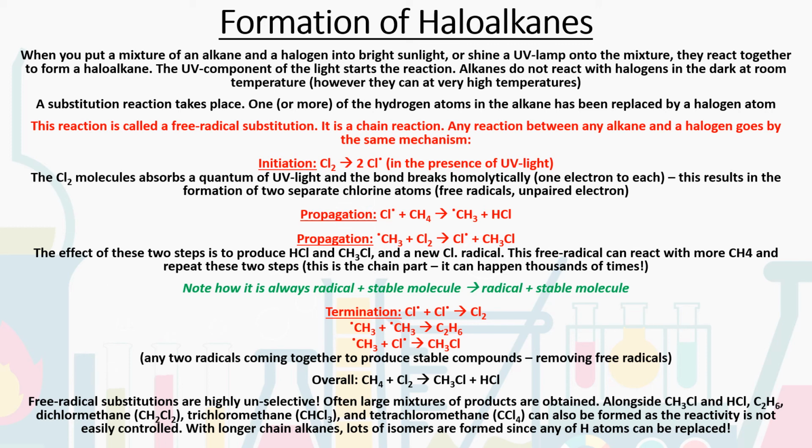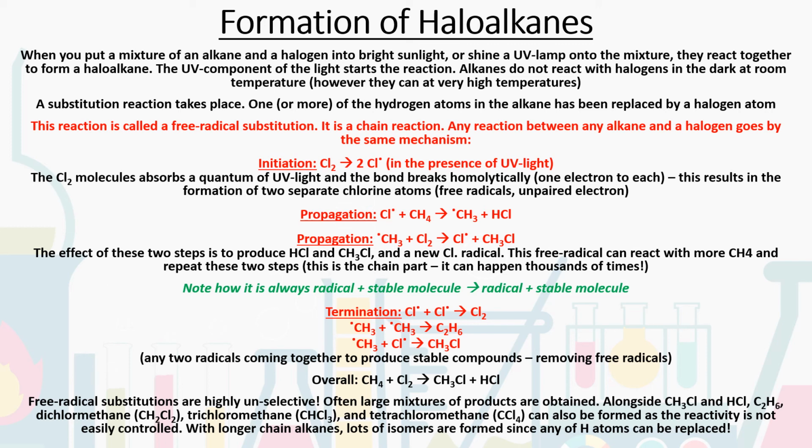Alongside, for the example we have here, alongside the chloromethane and the HCl, we have ethane being formed, C2H6. We could have dichloromethane, CH2Cl2, or trichloromethane, CHCl3, as well as even tetrachloromethane, CCl4. So it's a really, really unselective reaction. It doesn't just stop at taking one hydrogen and go, that's it. It can often take more and more hydrogens.